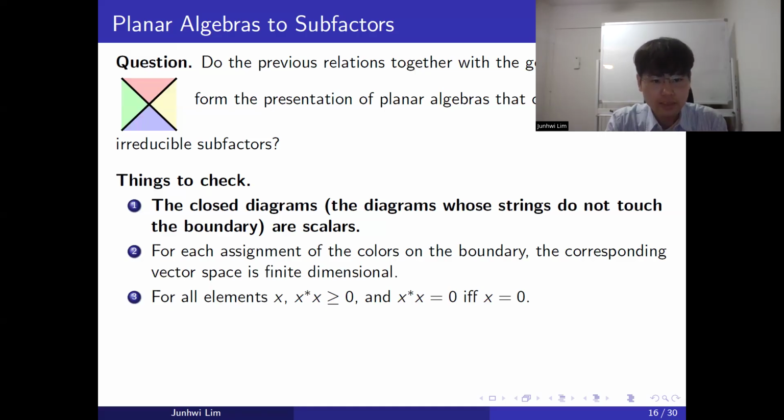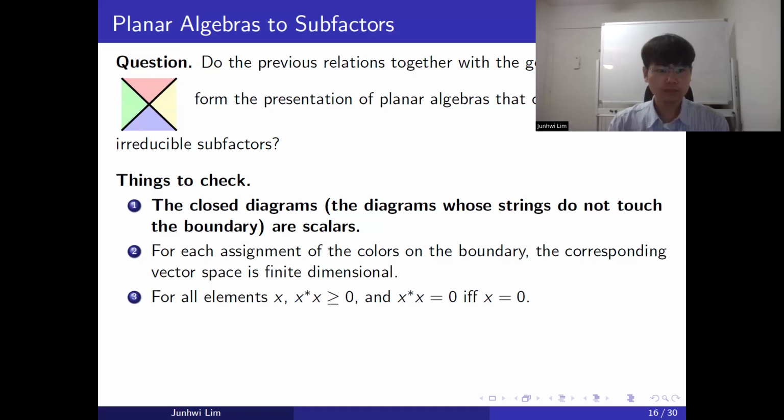And secondly, for each assignment of the colors on the boundary, we need the corresponding vector space to have finite dimension. This corresponds to the finite dimensionality of the morphism space in the 2-category. And lastly, for all elements x, we need that x star x is positive, and x star x is equal to 0 if and only if x is equal to 0. And we want this condition because we want our planar algebra to be an operator algebra.